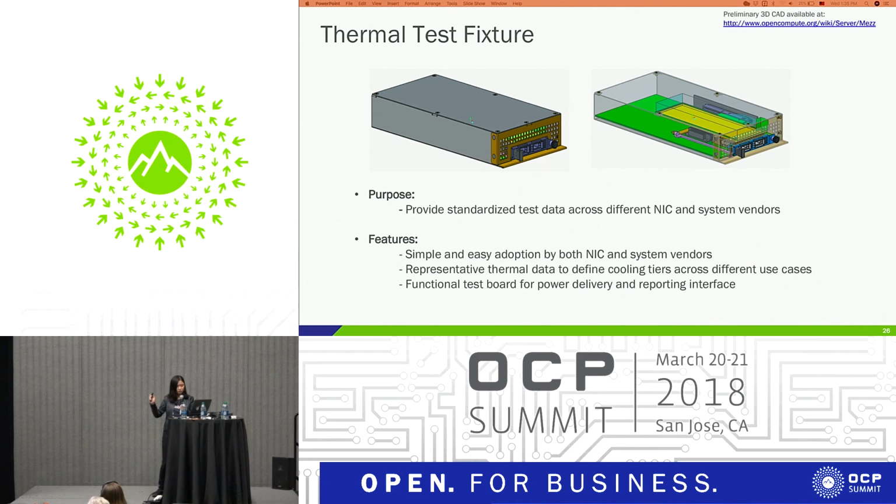So basically the three features here are that it's simple and easy to adopt, and it can give representative thermal data to define different tiers. What a tier means is that a NIC under a certain inlet temperature might need a certain airflow to cool it, right? So it defines different layers. Which means that if your system can only support up to a certain tier, then you can choose all the tiers below that, so you can support those NICs as well.